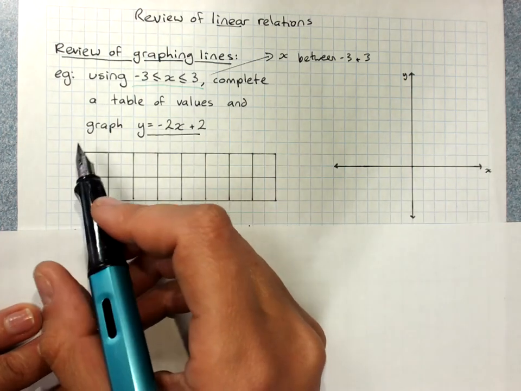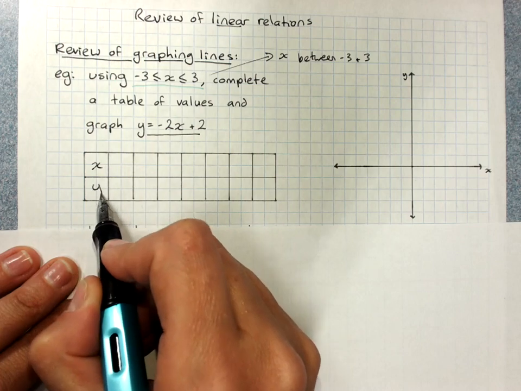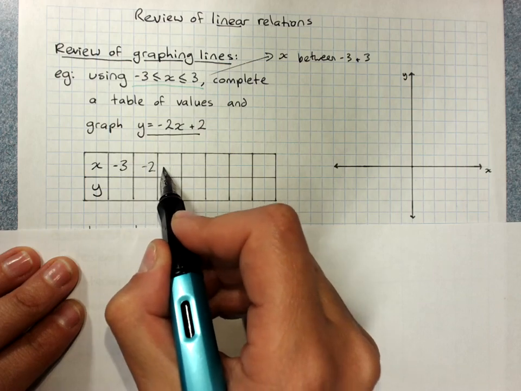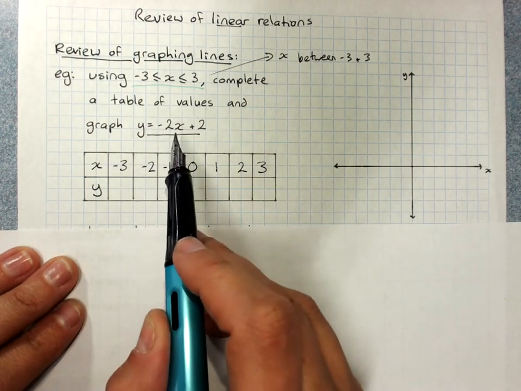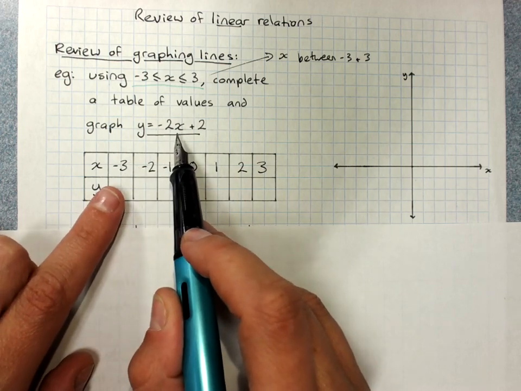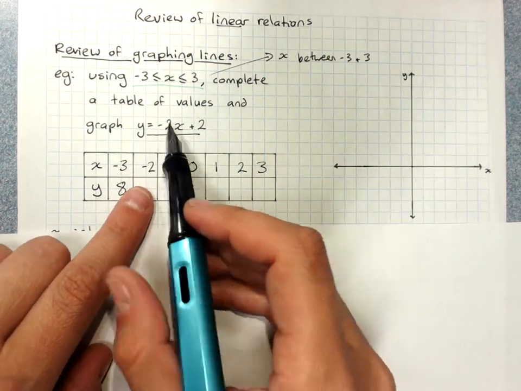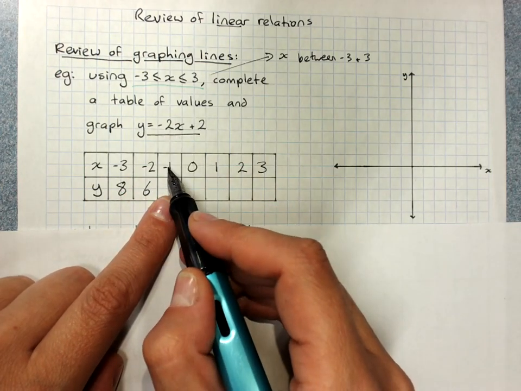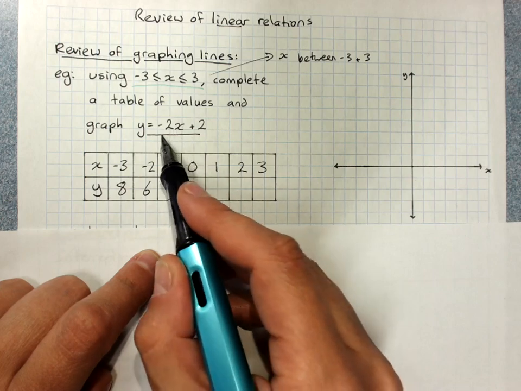When we do a table of values, x on the top, y on the bottom, put our options of values for x in here, and we're going to substitute each value of x in and work out its value of y. So -2 times x is -3, -2 times -3 is +6, 6 plus 2 is 8. -2 times -2 is 4, 4 plus 2 is 6. -2 times -1 is 2, 2 plus 2 is 4. 0, because -2 times 0 is 0, plus 2.